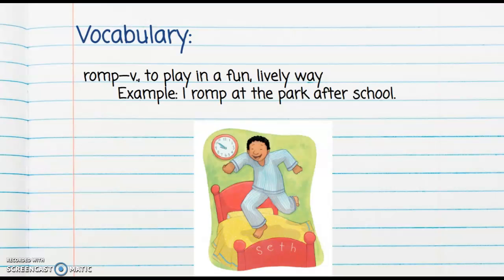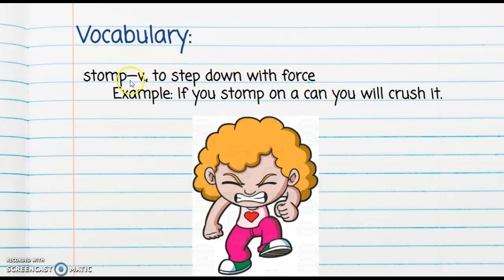Let's go over some words that we're going to see while we're reading. The first word is romp. Can you say romp? And romp means to play in a fun, lively way. For example, I romp at the park after school. Next word is stomp. Can you say stomp? Stomp means to step with force. If you stomp on a can, you will crush it.